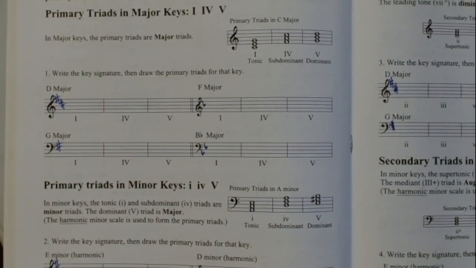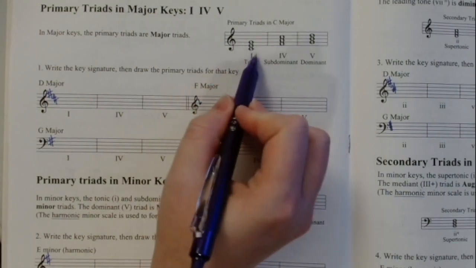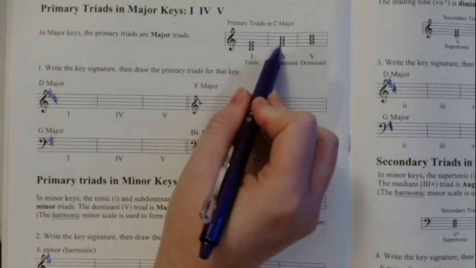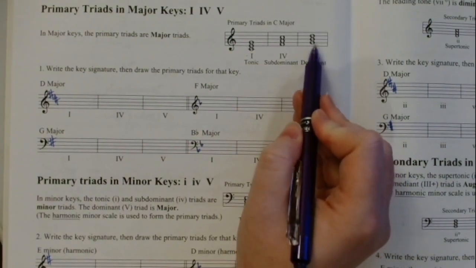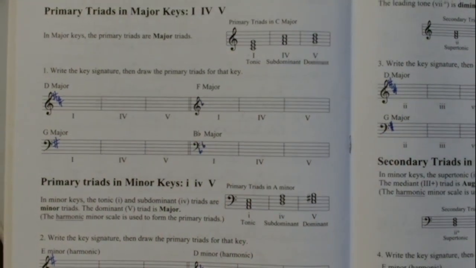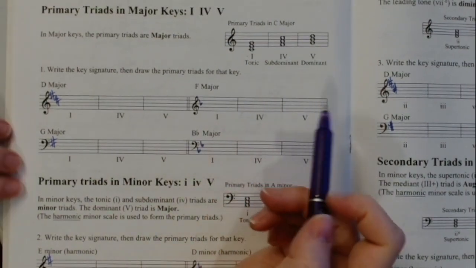So primary chords are going to be your 1 chord, your 4 chord, and your 5 chord. So if we're in the key of C major, our 1 chord is C, E, G. Our 4 chord starts on F, the 4th scale degree of C major: F, A, C. And the 5 chord, which is G, B, D. Remember, they're also called the tonic, the subdominant, and the dominant.